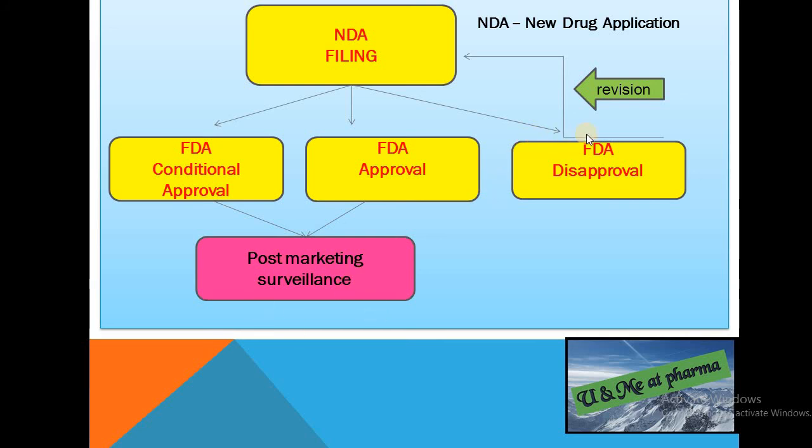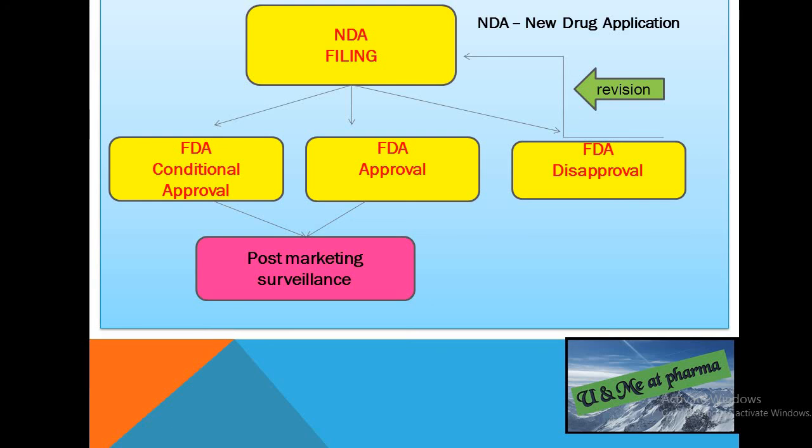Then we have another case, that is FDA disapproval. If the drug gets disapproved, what's the next thing to do? Don't worry. The FDA generally gives another chance to get revised. So the drug processes and testing can be revised, and then again we can file an NDA. The process will be repeated, and the checking process is all normal. So this is about the NDA process.